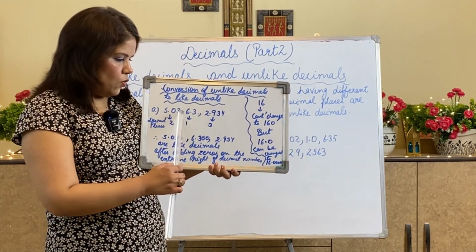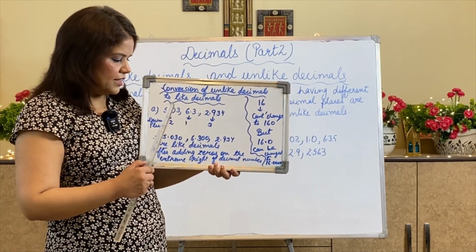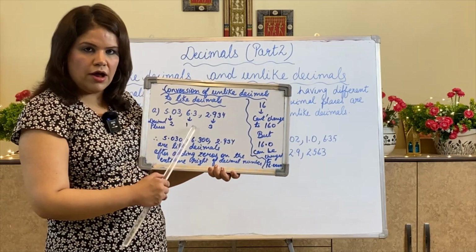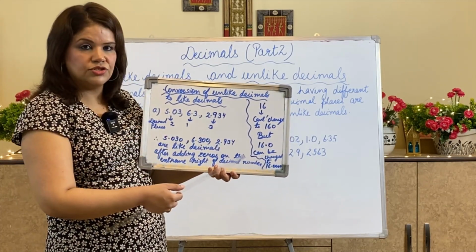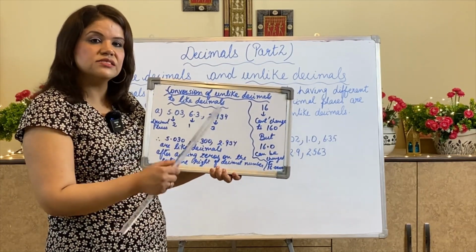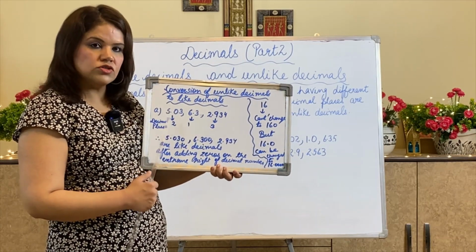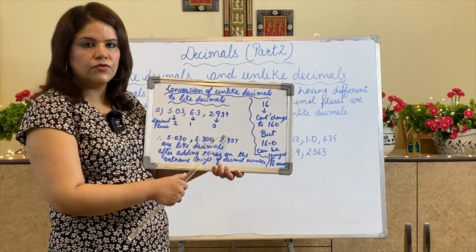See, if I add 1, 0, what is the highest number of decimal places? 3. So that means I need to change 2 and 1. And how many zeros should I add, so that I can make 3 decimal places? Whatever is the greatest number of decimal places, that we will follow. For the smaller one, we will go to that number of decimal places.